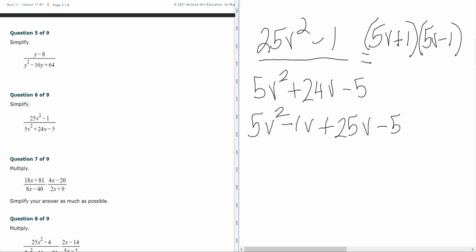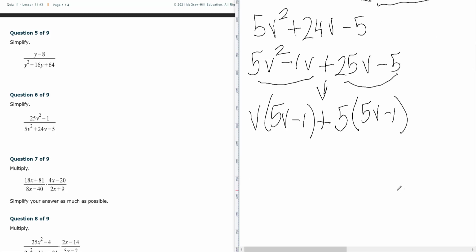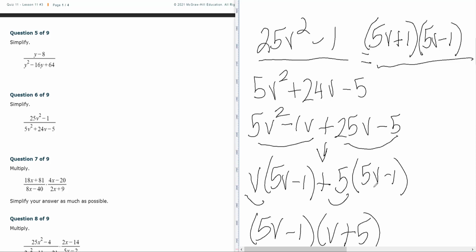And so all of this is just so that I can reduce this fraction. I have to get it in factored form first, though, because it can only reduce factors. So let's see. The first two, and then the last two will get grouped, and the middle sign always drops down. I take a v out of these, I get a 5v minus 1. I take a 5 out of the last two, and I get a 5v minus 1. Now they have a binomial in common, 5v minus 1, and then my leftover factor is v plus 5. So I go back up here and I write 5v minus 1 and v plus 5.